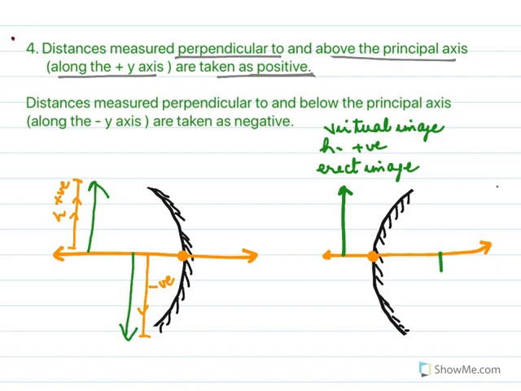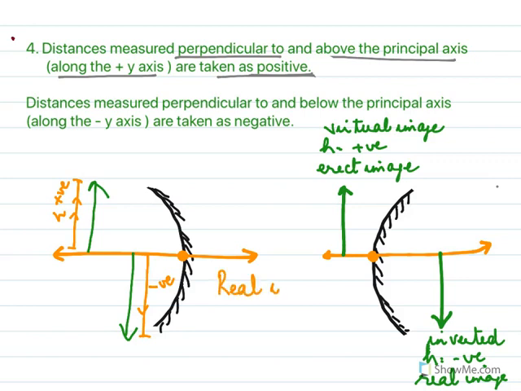But images that are inverted, which are downwards like this, inverted image, to measure them we have to go down, so the H will be negative, and inverted images are real images. So for real images your H or height will always be negative. So this is a point you need to remember.